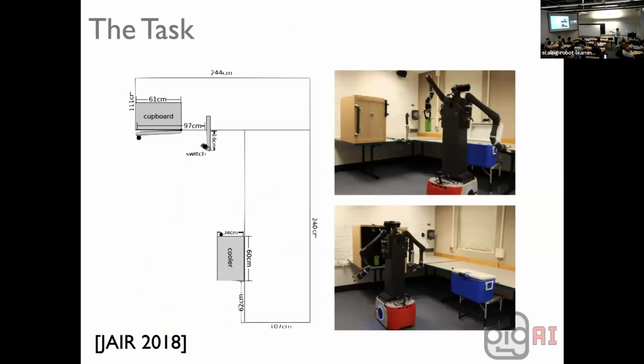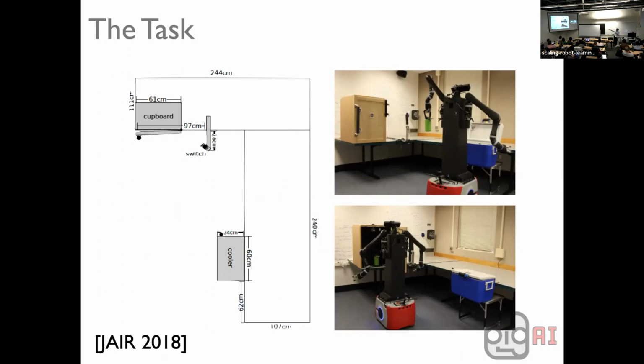Okay, so this is from a 2018 JAIR paper. On the left there, you'll see an image of a room which has got a cupboard and a cooler and a switch in it. There's the cupboard, there's the cooler, there's the switch. I'm just going to do one half of this problem. I'm going to handwrite the procedural abstractions, the motor skills, and we're going to learn the state abstractions, the symbolic representations from this.